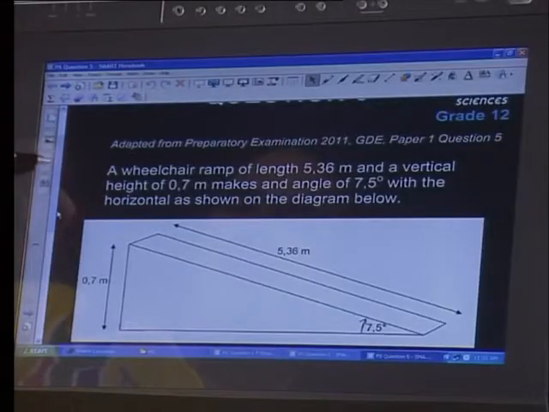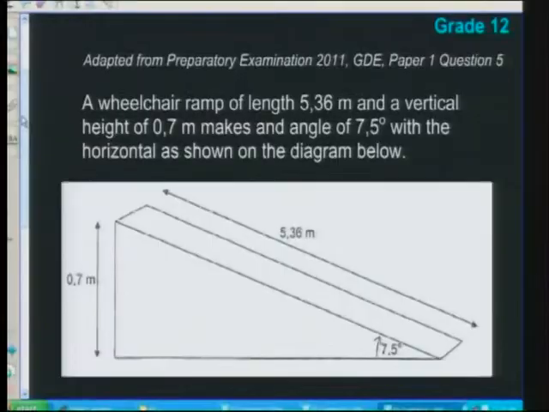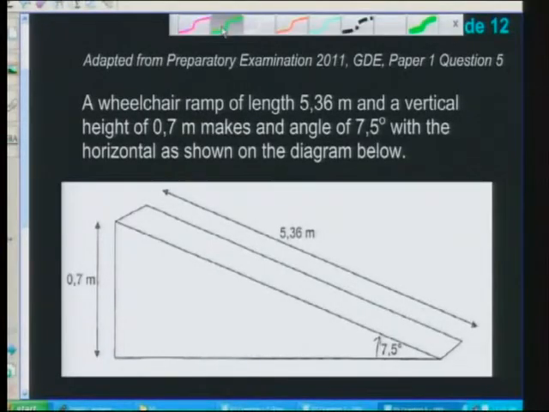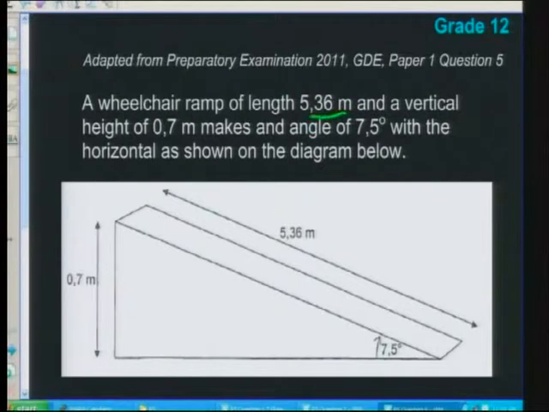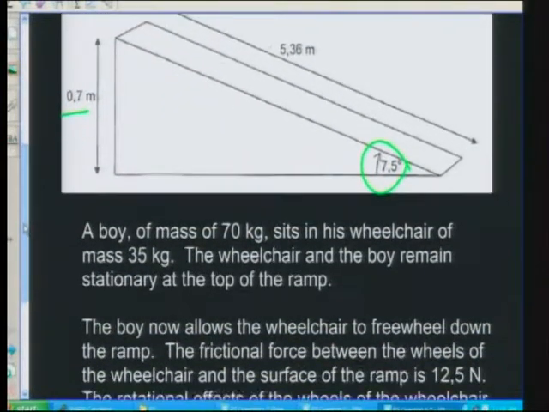So let's go and have a look at the question, see exactly what it says. Come on, grade 12s of 2011, we can do this. A wheelchair ramp. Now, when you read the question, make sure that you underline. It tells you what the length is, and it shows you on the diagram the length of 5,36 meters and a vertical height of 0,7 meters. Makes an angle of 7,5 degrees with the horizontal as shown. So I read from the question, put it on the diagram, and make sure that I've got it.